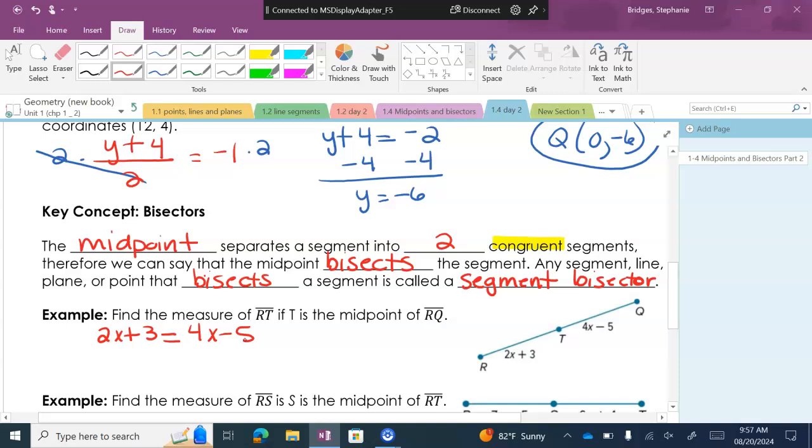Each of the small segments are congruent to each other because T is the midpoint. Once we figure out x, then we can go back and plug it in and find what the length of RT is. Remember I told you a lot of the times you're going to have to find x and then plug it back in to find another part. So we're going to need to be careful with that.